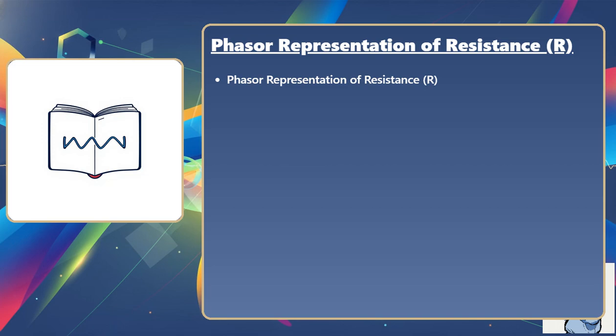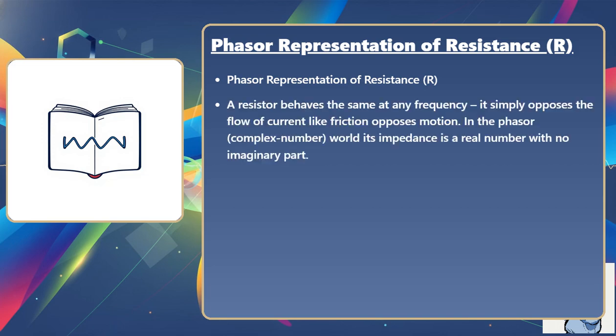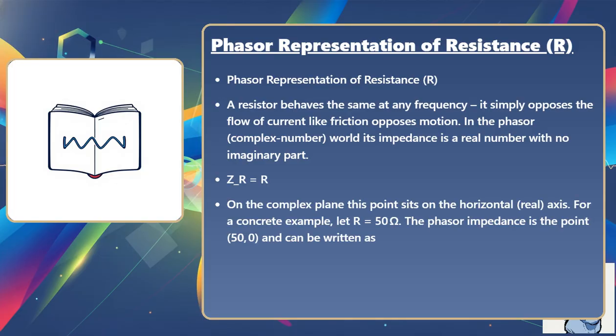Phasor representation of resistance R. A resistor behaves the same at any frequency, it simply opposes the flow of current like friction opposes motion. In the phasor complex number world, its impedance is a real number with no imaginary part. Z sub R equals R. On the complex plane, this point sits on the horizontal real axis.